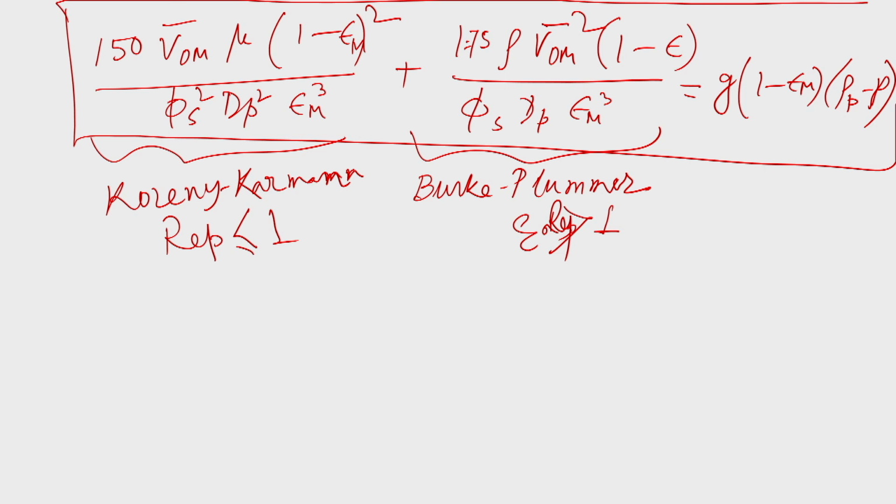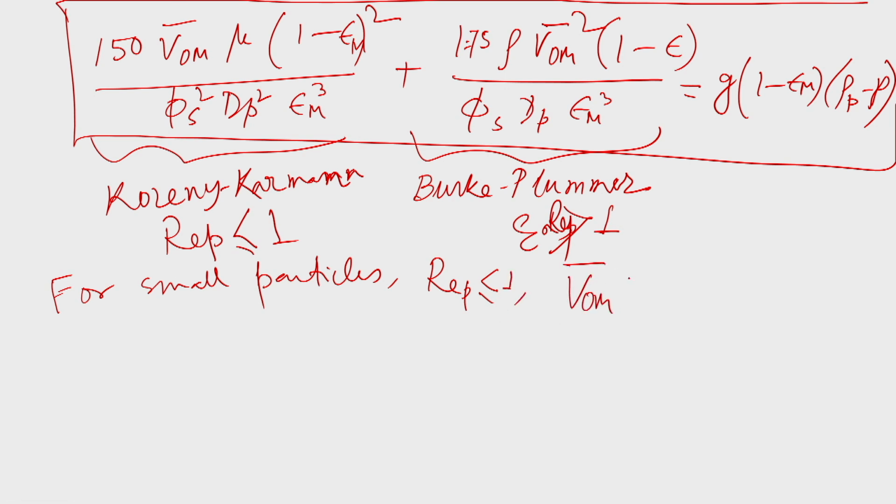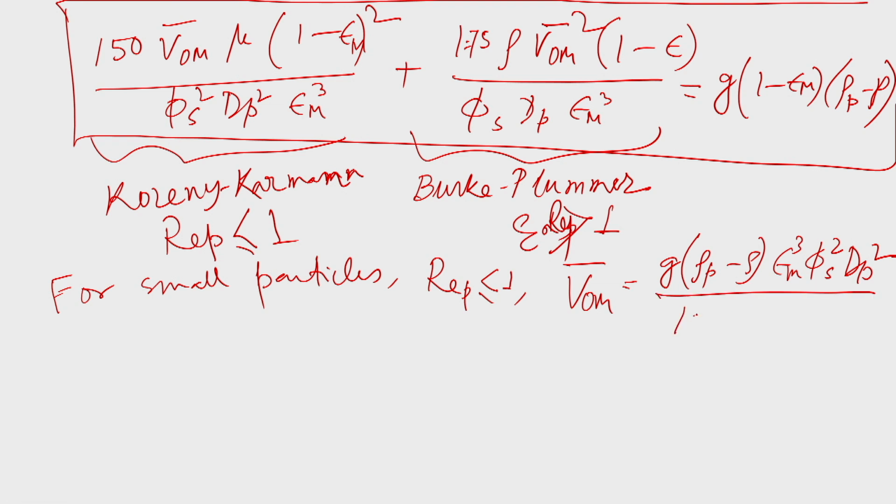Okay. So, that we can get this one. Suppose for small particles only, where the particle Reynolds number is less than or equal to 1, then V_om bar will be equal to, from this equation, g into (rho_p minus rho) into epsilon_m cubed into phi_s squared into d_p squared, divided by 150 into mu into (1 minus epsilon_m).